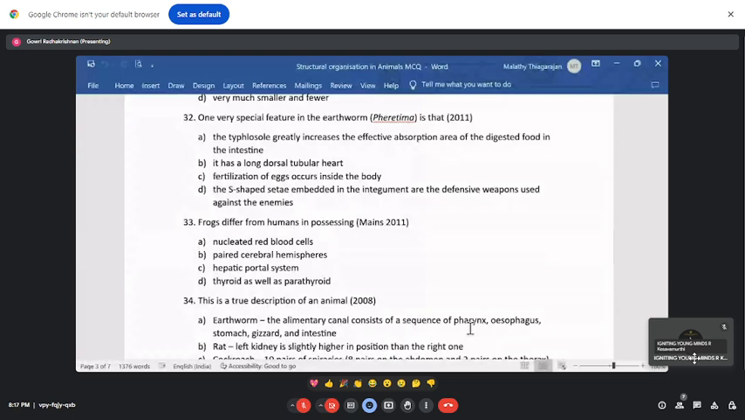The long dorsal tubular heart and fertilization of eggs occurring inside the body, and S-shaped setae embedded in the integument as defensive weapons, you cannot say are special features of earthworm. So option 1, that is A, is the answer.